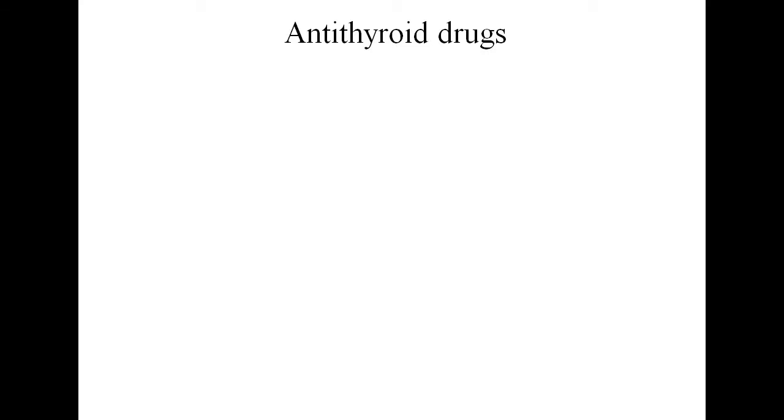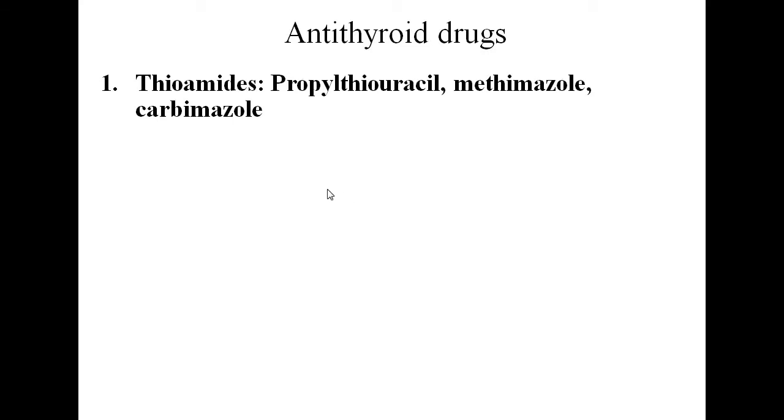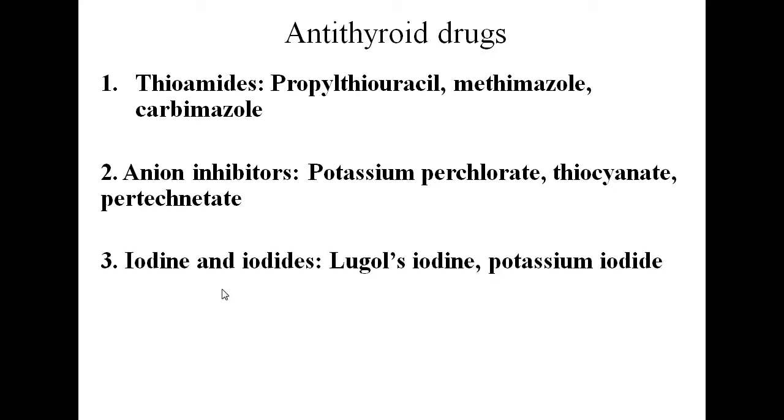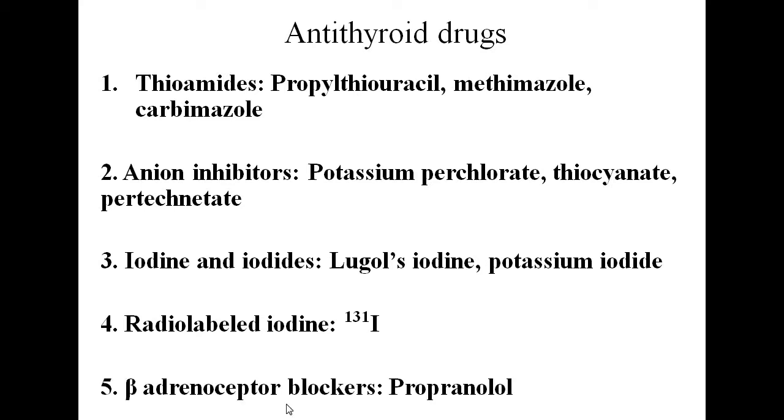Now, how are the anti-thyroid drugs classified? We have the thioamides, which include propylthiouracil, methimazole, and carbimazole. The second group, which are very rarely used, are the anion inhibitors, namely potassium perchlorate, thiocyanate, and pertechnetate. Then we have iodine and iodides, which include Lugol's iodine and potassium iodide, and radio-labeled iodine, which includes iodine 131 and iodine 123, the most widely used being the isotope 131, and beta blockers, namely propranolol.